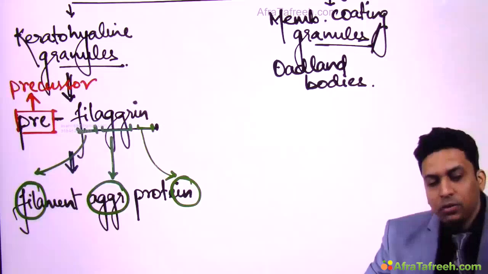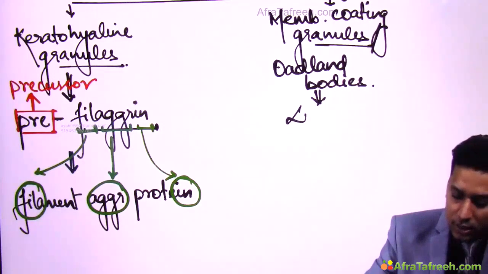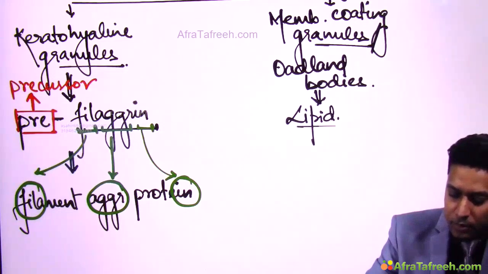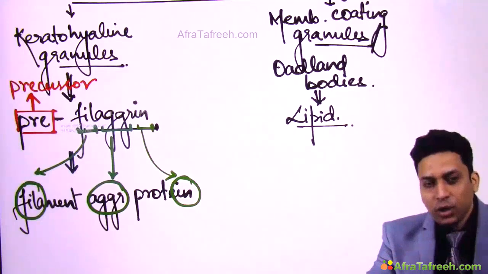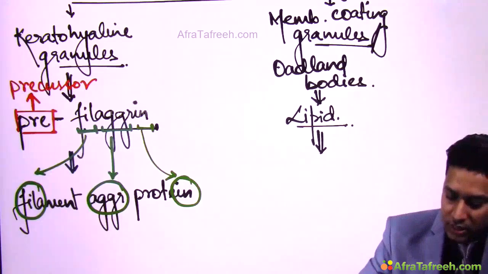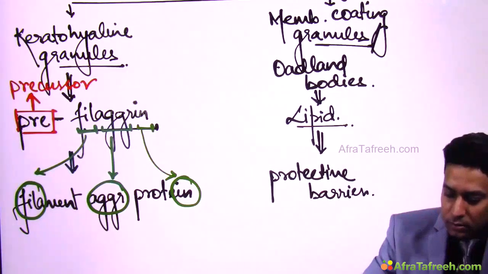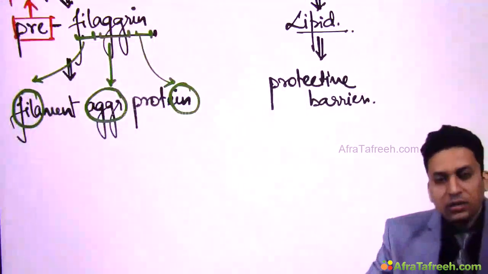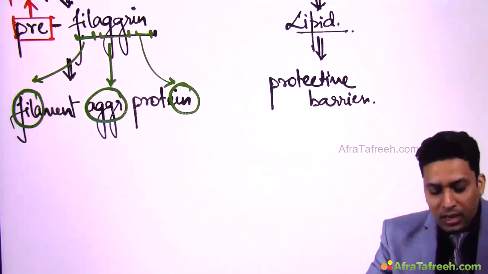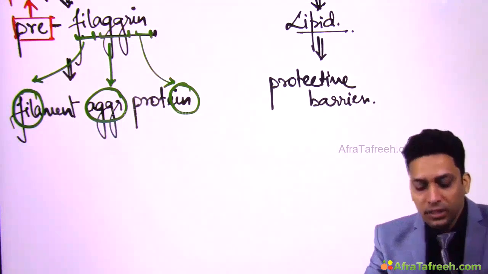Similarly, this membrane coating granule, which is also known as Odland bodies, synthesizes lipid. And what does this lipid do? This lipid forms a physical or a protective barrier. Now sometimes what happens, there is a defect. If there is deficiency of filaggrin or if there is deficiency of lipid, it might lead to certain disorders.